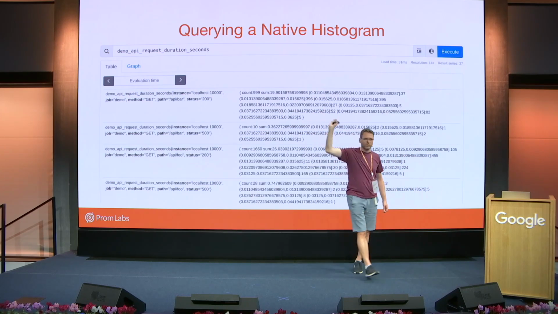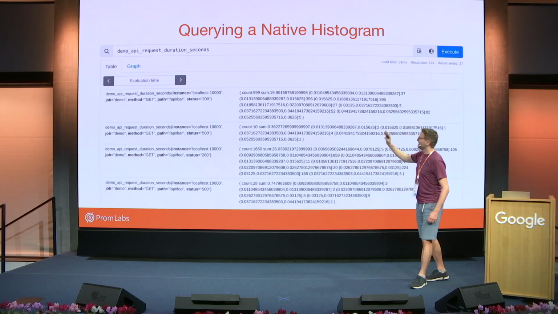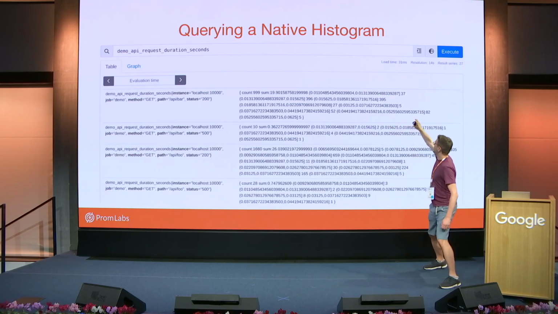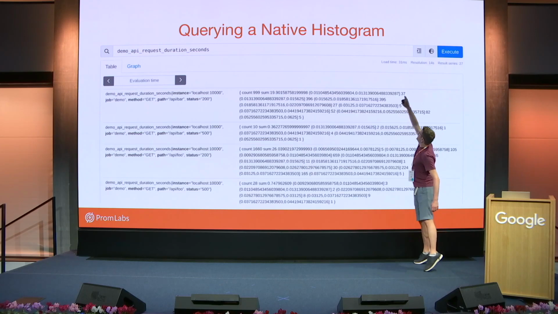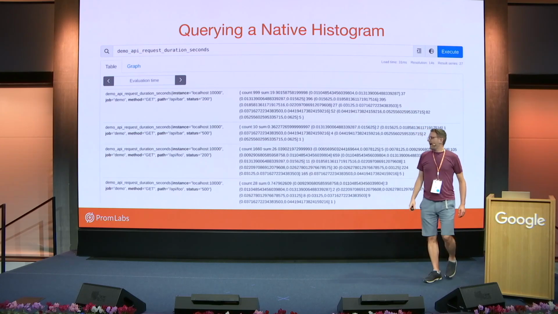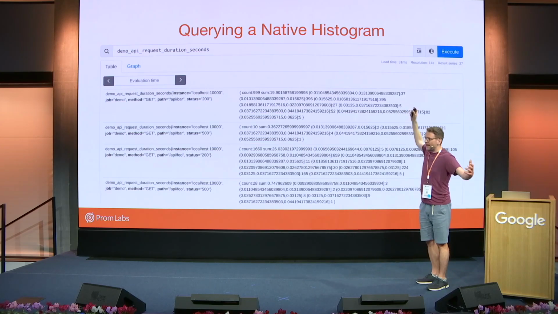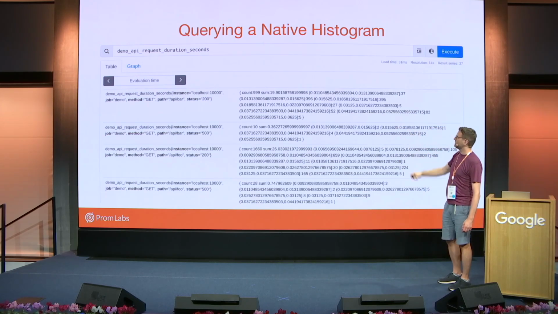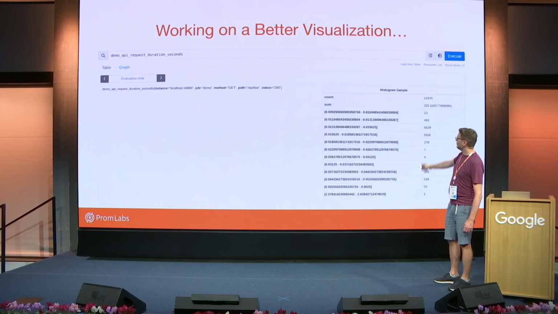Currently, it looks a little bit obtuse. It's still early, still experimental, but you can see the count, you can see the sum, and then you have the different bucket ranges and the current counts here. So that's an entire histogram in a single sample, whereas previously you would have only seen a single float value there. I'm working on making this a little bit prettier, but I don't know exactly what it should look like yet.